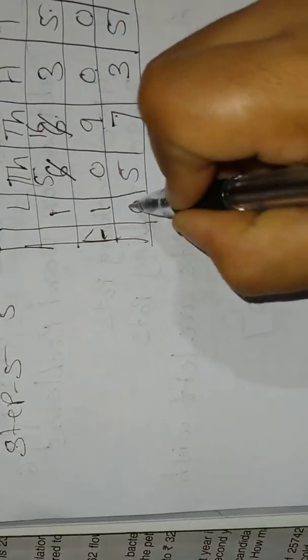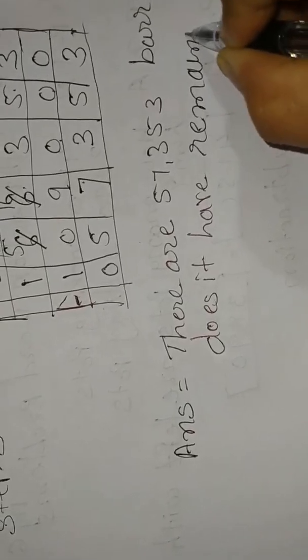5 minus 0, 5. 1 minus 1, 0. So the answer is equal to, how many barrels does it have remaining? So we have to write here: there are 57,353 barrels remaining. This one is the answer.